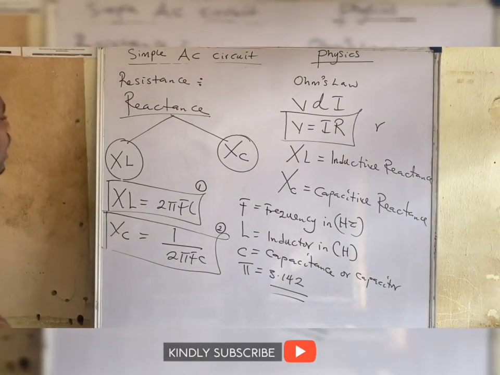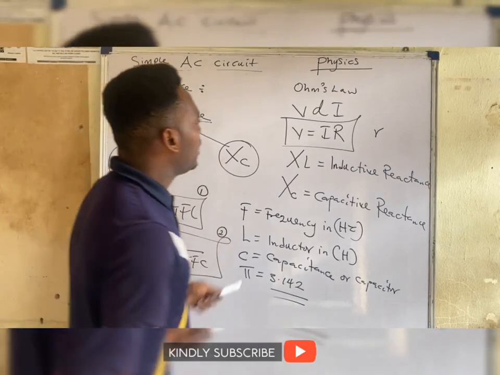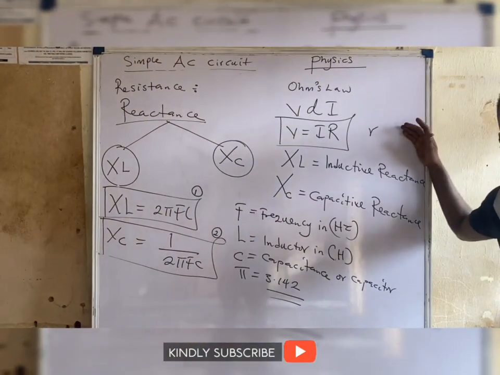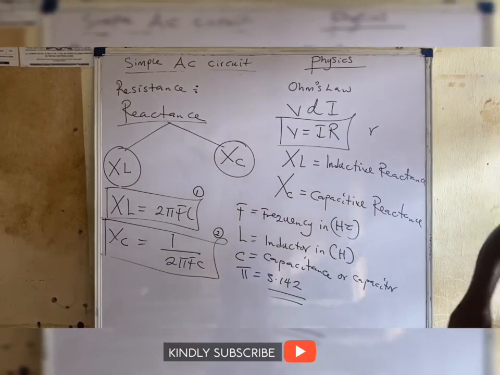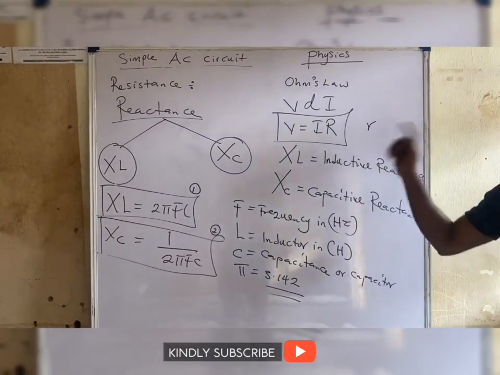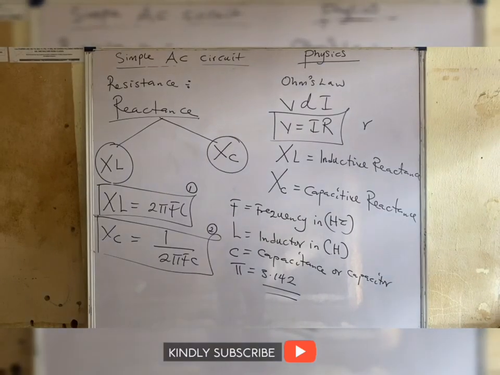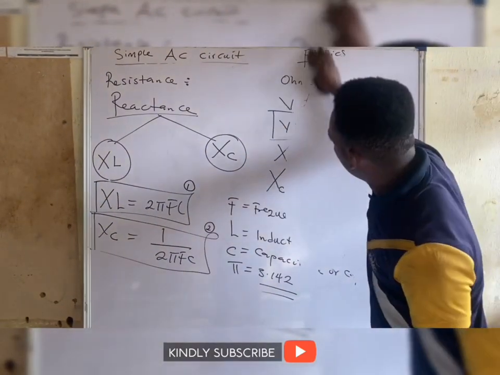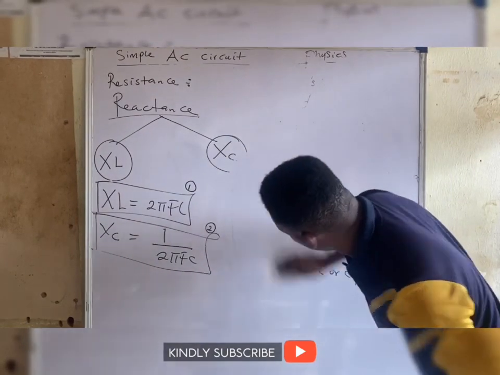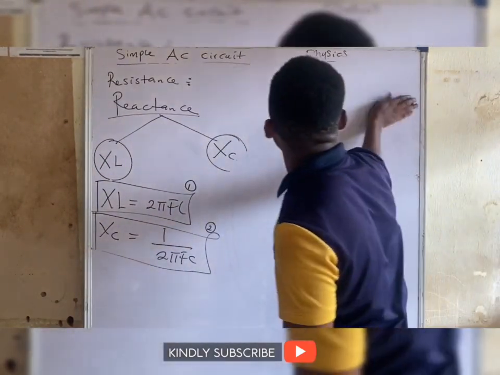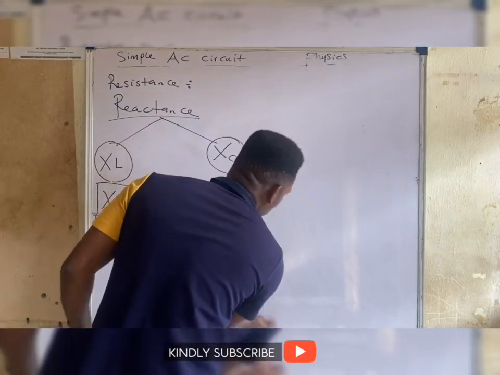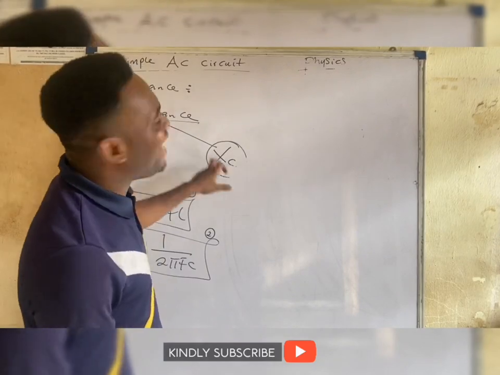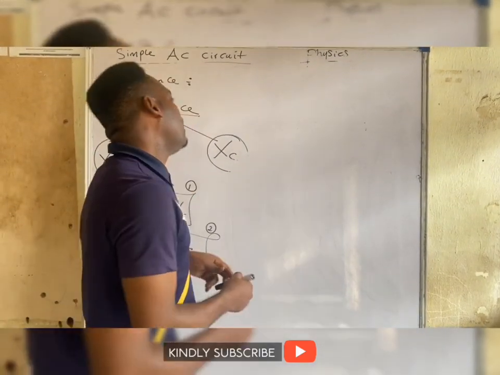Alright, moving on beyond these two terms. Permit me to wipe this part. If you need these parameters here, pause the video and copy out the formulas. Very, very important. Now we have established that XL is inductive reactance and XC is capacitive reactance.